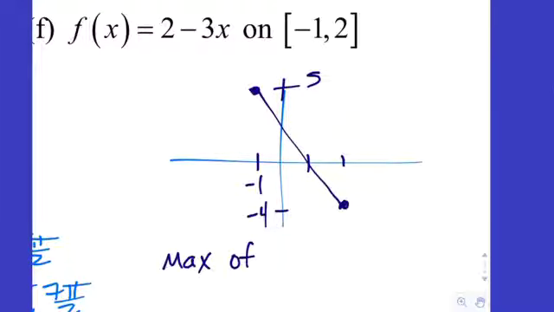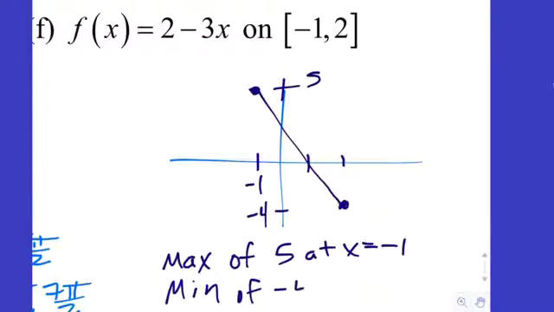Yes. It's 5. Good. At x equals -1. Does it have a minimum? It does. It's a minimum of -4 at x equals 2. So notice this graph on this closed interval doesn't have any places where the derivative is 0, but it did have both an absolute max and an absolute min, and they occurred at the endpoints.